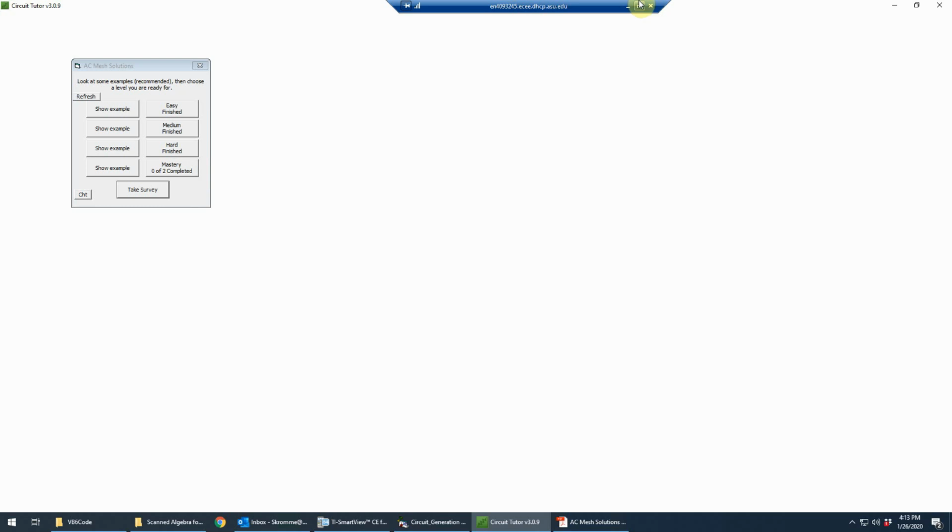This is an example of a problem in the AC Mesh Solutions game in Circuit Tutor at level 4, or the mastery level. As always, we have multiple levels of examples available, and it would be a good idea to view some of those prior to starting the actual problems. So let's go into a mastery level exercise.